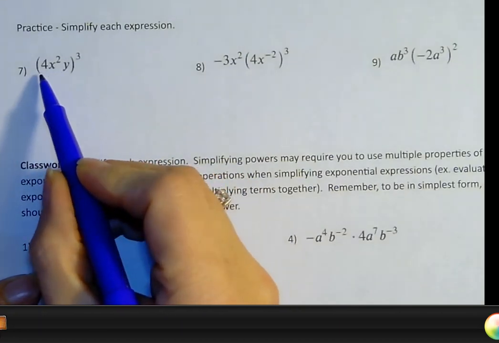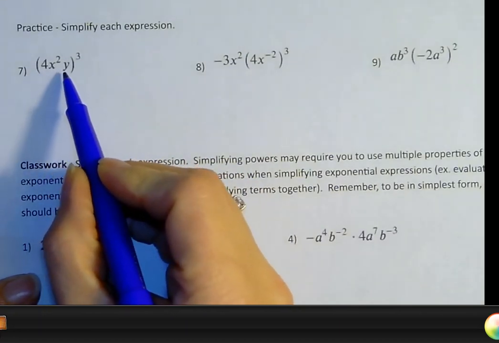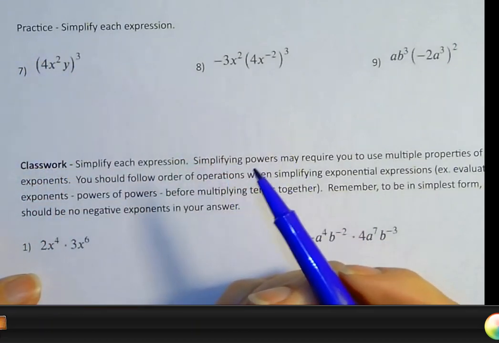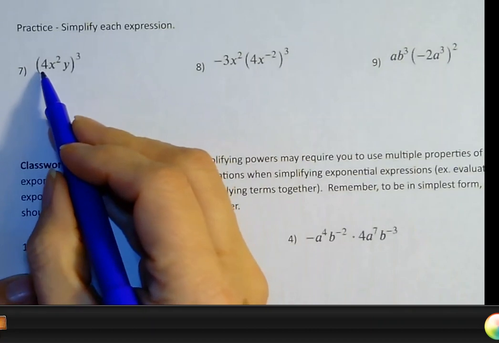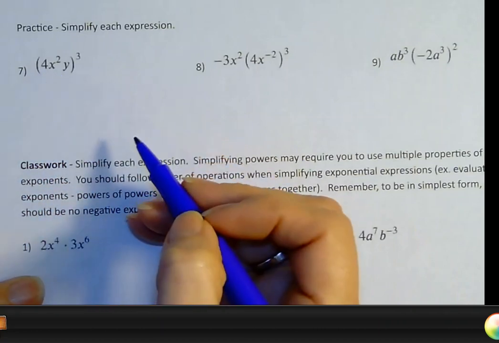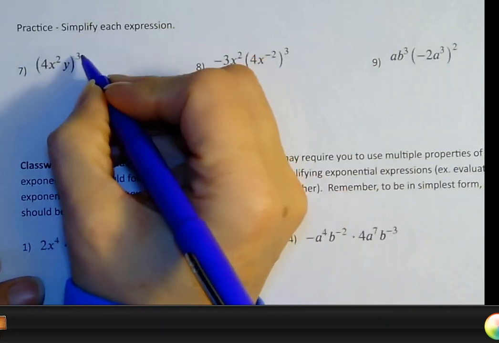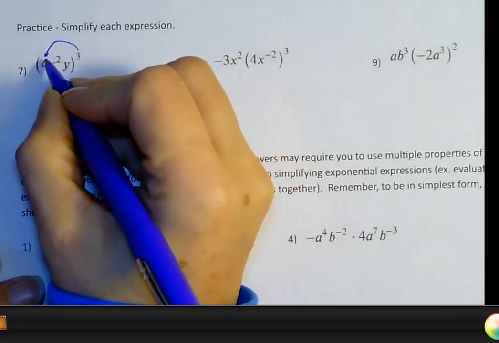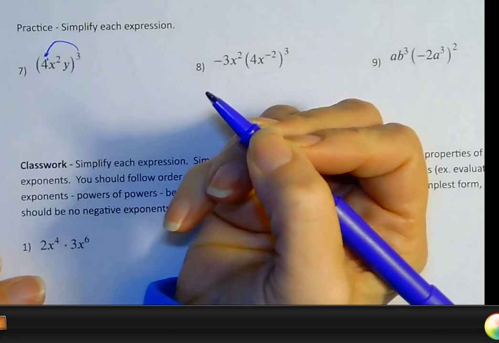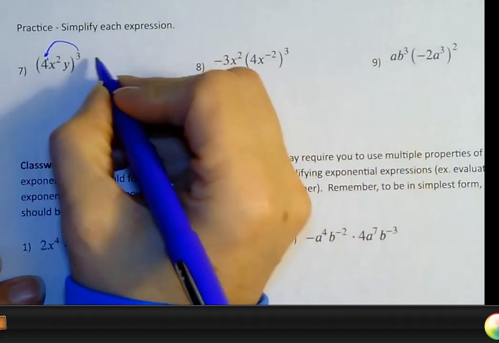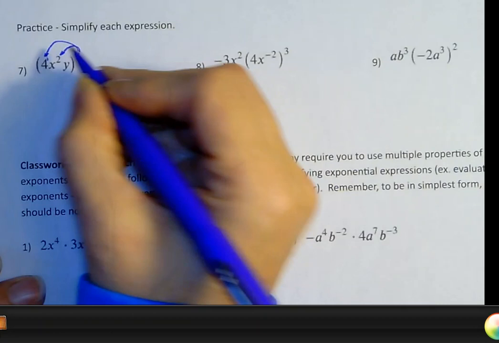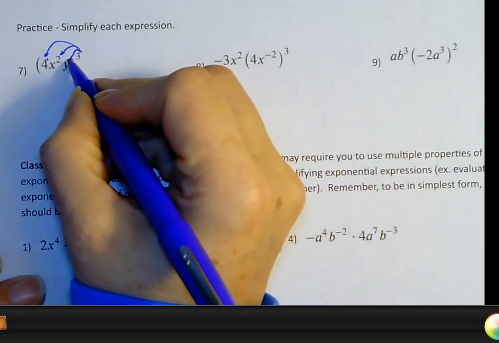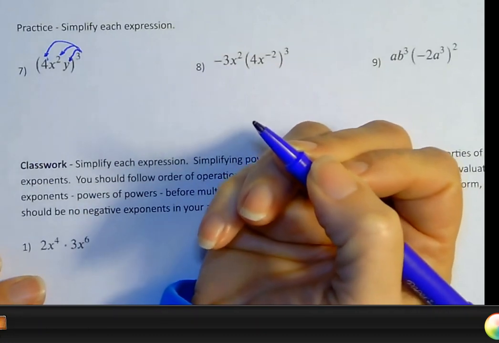Inside my parentheses, I have 4 times x squared times y. Everything in these parentheses is raised to the third power. So what I want to do is make sure that every single factor inside gets that power of 3. So I'm going to be distributing to 4, because 4 has an exponent of 1, right? It's 4 just to the power of 1. I'm going to distribute that outer 3 to the 2 in x squared, and I'm going to distribute this outer 3 to the invisible 1 exponent on that y.